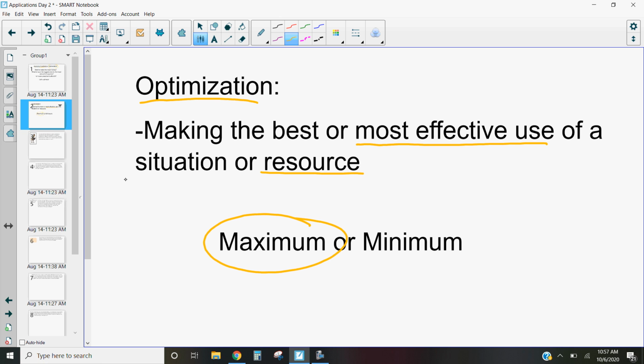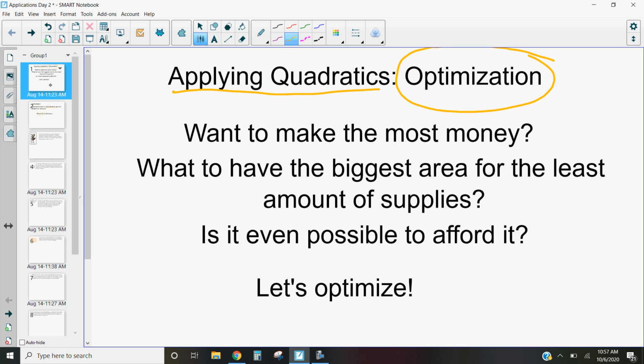So in this video, we are going to talk about mostly this first one here, or the second one here. What do I need to do to have the biggest area for the least amount of supplies? So that is kind of what we're going to look at in this first video.